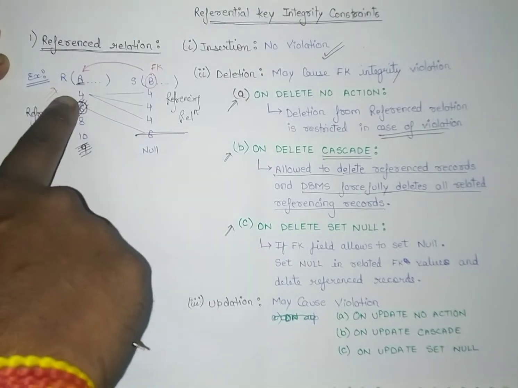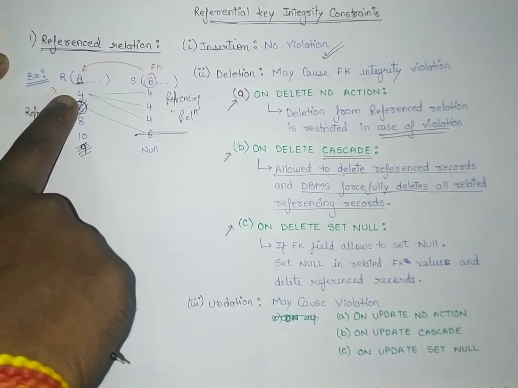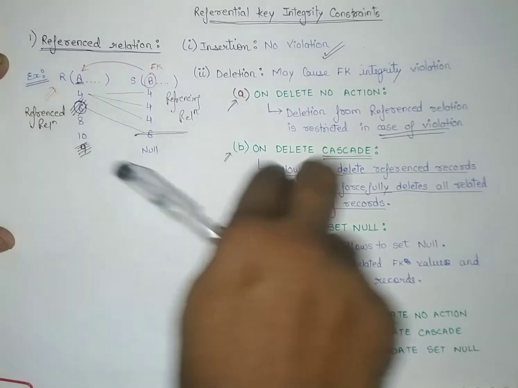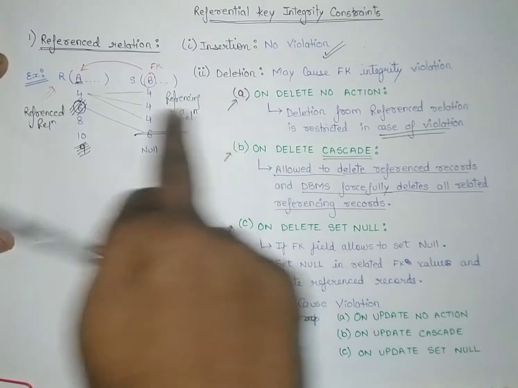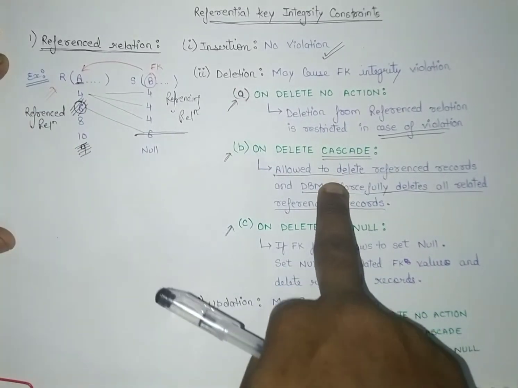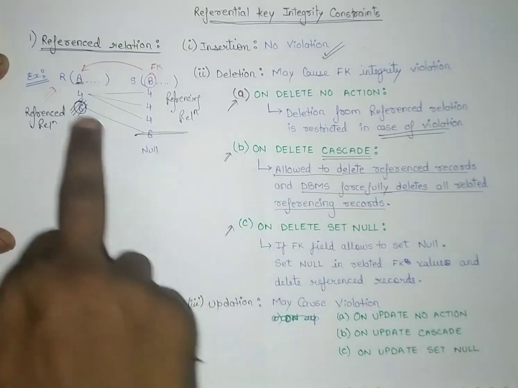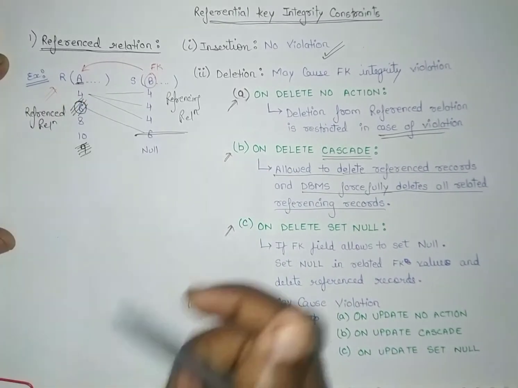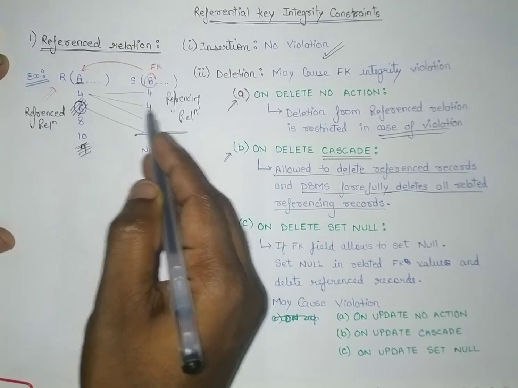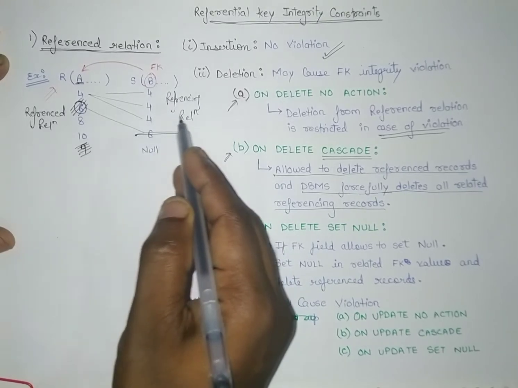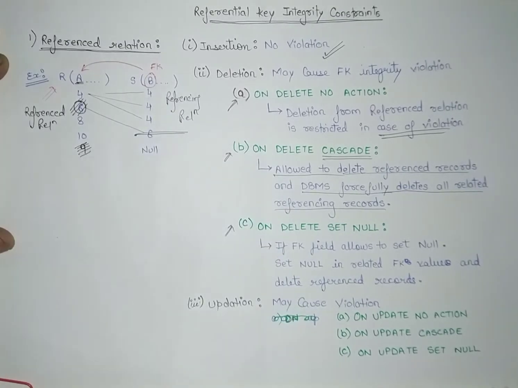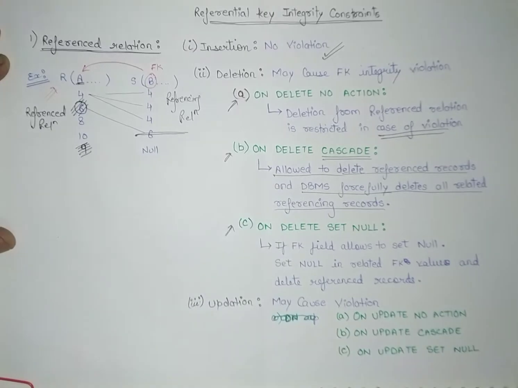In case I want to delete 4, then what will happen? With the first case it will not allow deletion, but if I go with the second procedure, it will allow us to delete, but in that case we have to delete this 4 and this 4 as well. So this is the meaning of on delete cascade.